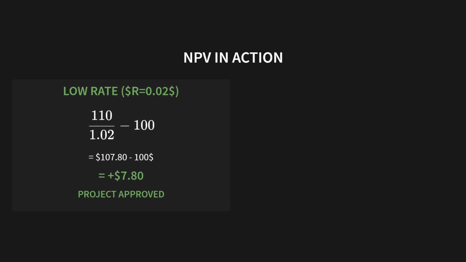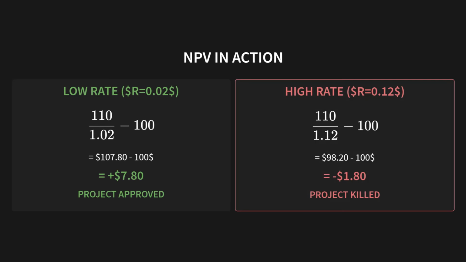Let's see the NPV in action. First, the low-rate world, where R is 0.02. We take 110, divide by 1.02, and subtract 100. That comes out to about 107.80 minus 100, which equals a positive $7.80. Project approved. Now, the high-rate world. R is 0.12. 110 divided by 1.12 minus 100. That's $98.20 minus 100. The result is a negative $1.80. Project killed.